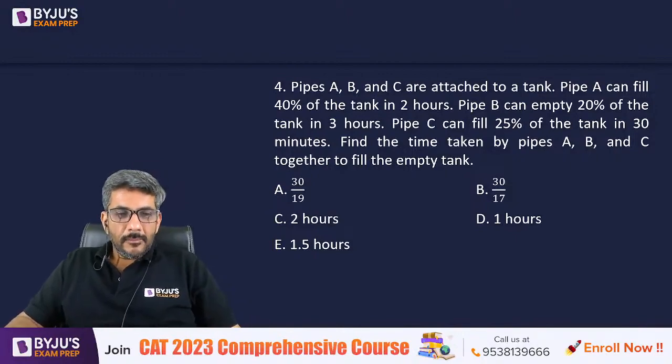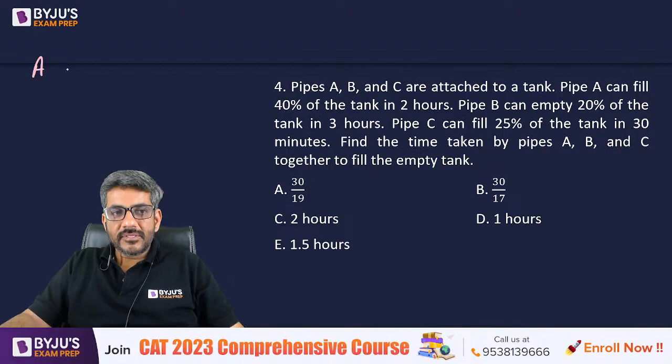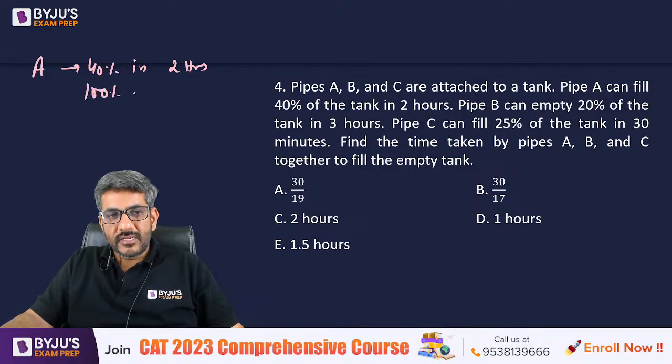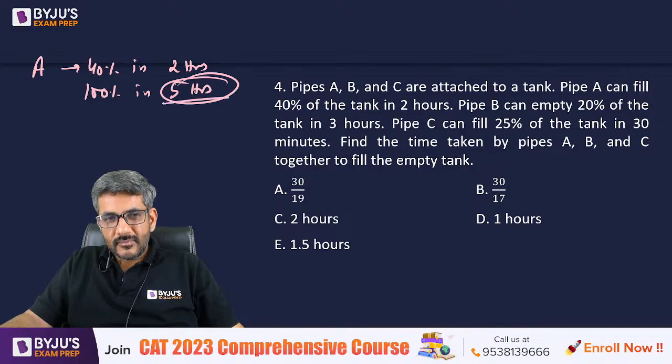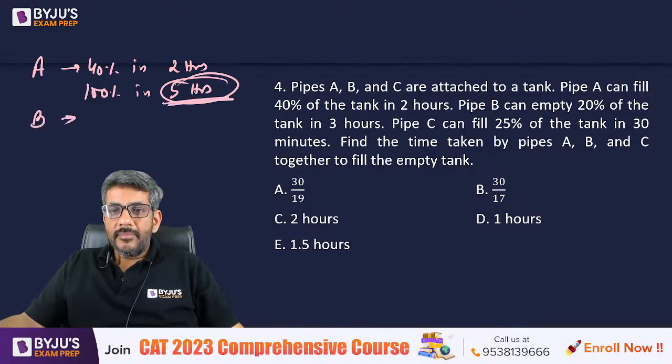Karte. Pipes A, B, and C are attached to a tank. Pipe A can fill 40% of the tank in 2 hours. If A can fill 40% of the tank in 2 hours, so can I say it can fill the complete tank, that is 100% of the tank, in a total of 5 hours? Is that right? Pipe A can fill 100% of the tank in 5 hours. Pipe B. Pipe B can empty 20% of the tank in 3 hours.